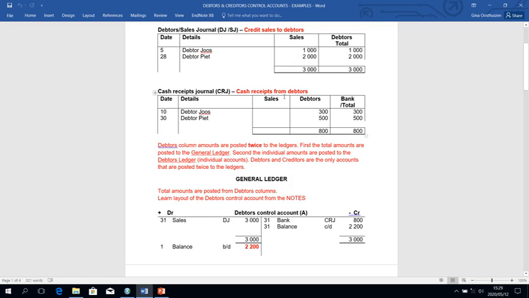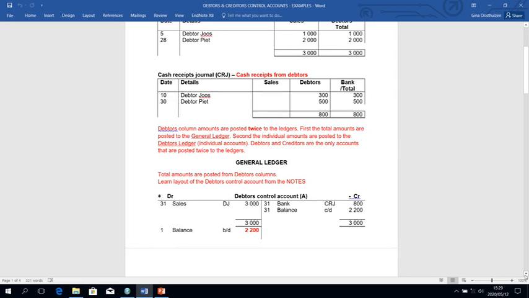From the cash receipts journal, what happened here is that I received payments from my debtors, so here they owe me less. The total is being posted to the debtors control account. So we will look at the debtors and take that 800 and post it to our debtors control account. Then we will balance off. We see which side is the most. It looks like the debit side. The totals must be the same. So the missing amount, 3,000 less 800, gives me 2,200. We bring the balance brought down on the opposite side.